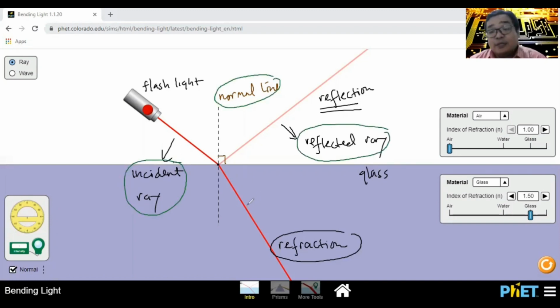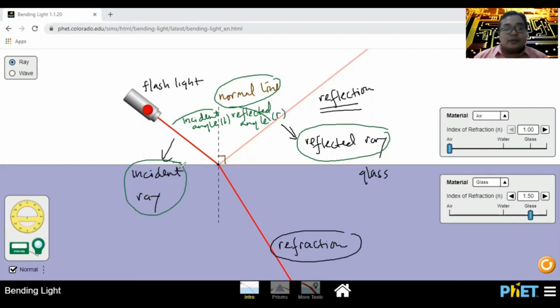Now we are going to see the uniqueness of the reflection by measuring the angle between the incident ray and the normal line, and the normal line and the reflected ray. Which one? This one, and this one. Let's say this is the incident angle. This is the reflected angle. The incident angle is denoted with lowercase i, and the reflected angle is denoted with lowercase r.